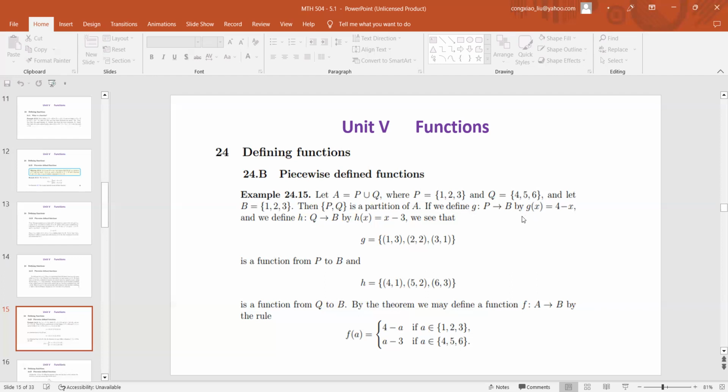Okay, set B. So when X is equal to 1, P has three elements, 1, 2, and 3. So when X is 1, G of 1 is 4 minus 1, so that's 3. So that's the first ordered pair in G. And when X takes the value of 2, G of 2 equals 4 minus 2, so that's 2. So 2, 2 is another ordered pair. And when X is 3, G of 3 is 4 minus 3, which is 1.